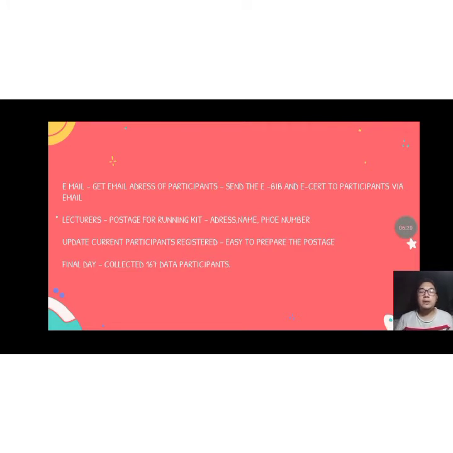Lastly, we work with the lecturers, because the lecturers are going to do the postage for the running kit, which means they need the address, name, and also the phone number of the participants. So our group will update the current total participants that have joined every day, so that the lecturers can easily prepare how many postages need to be done. For the final day of registration, our team managed to collect data for 167 participants.